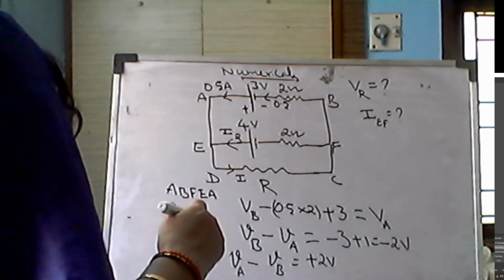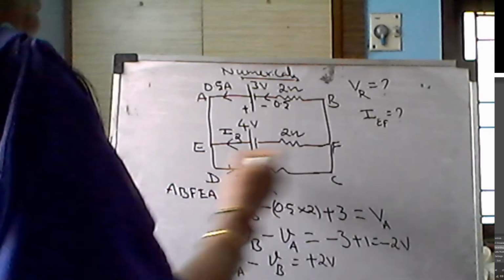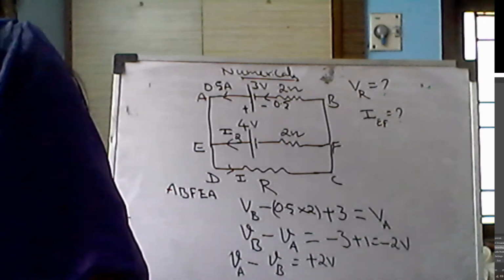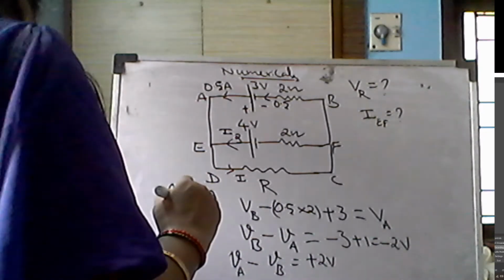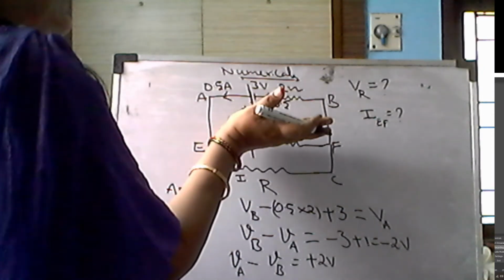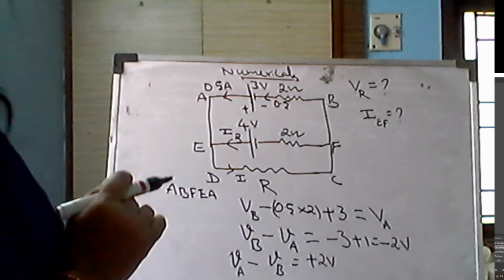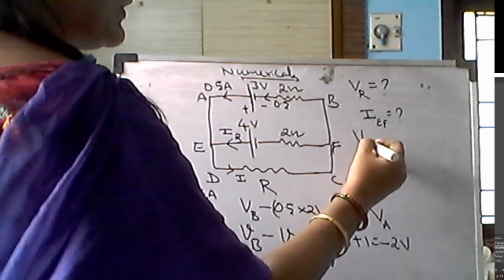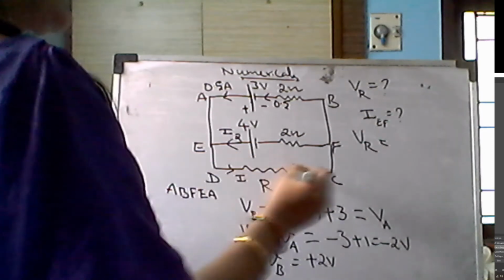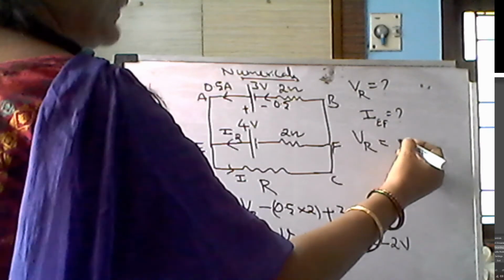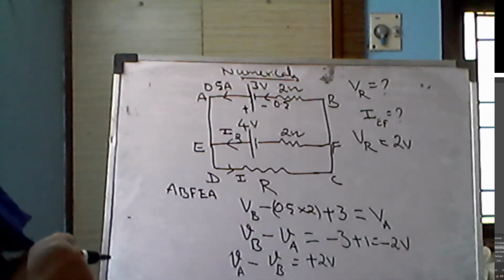So the potential drop across the resistor is now plus 2 volt, because these three branches, E F and the upper row, are all parallel. So V across R is 2 volt.